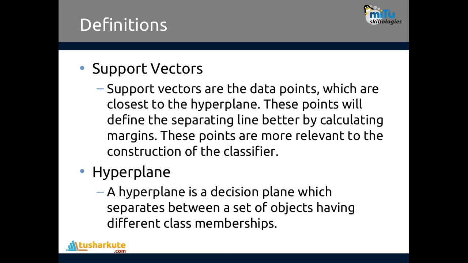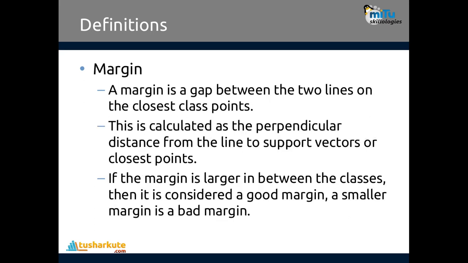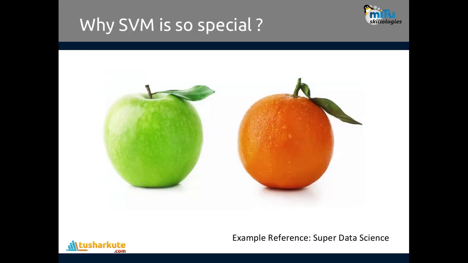A hyperplane is a decision plane which separates a set of objects having different class memberships, and the margin is the gap between two lines on the closest class points. That's what we call support vectors. This is calculated as the perpendicular distance from the line to the support vectors, or the closest points. If the margin between the classes is larger, it is considered a good margin. A smaller margin is a bad margin. Okay, so that's how the classification system behaves for linearly separable space. But why is the SVM so special?